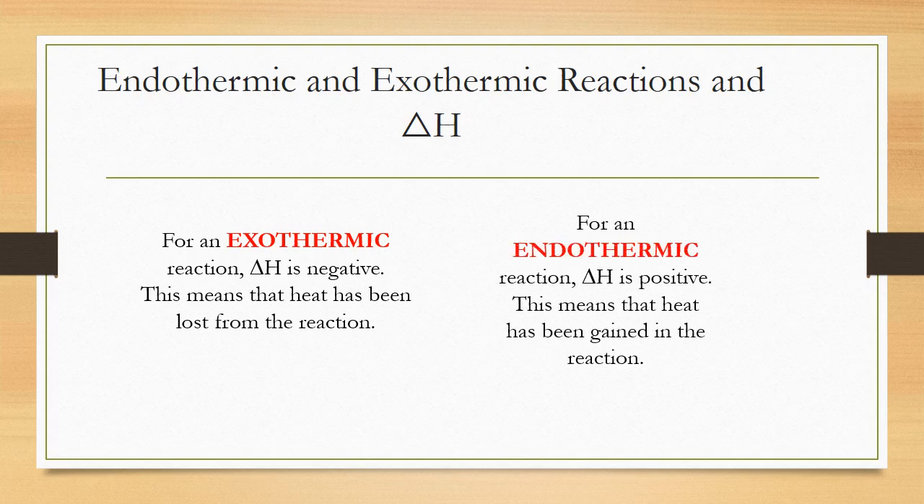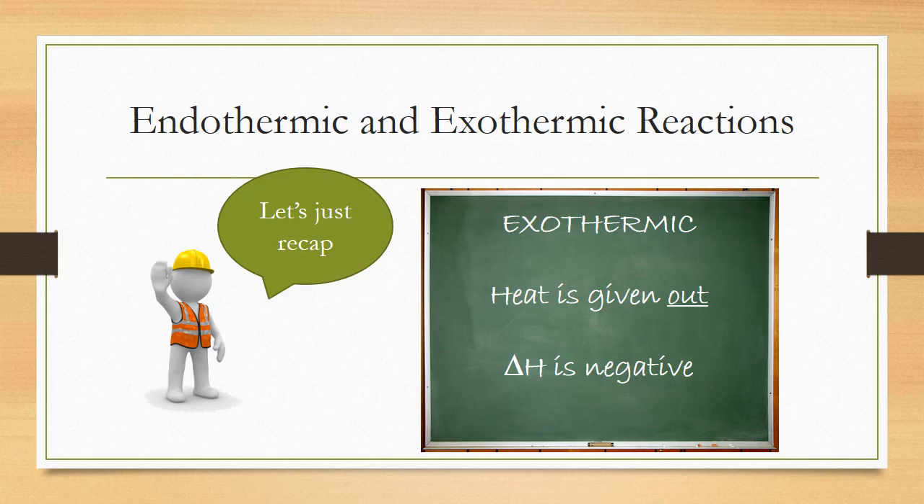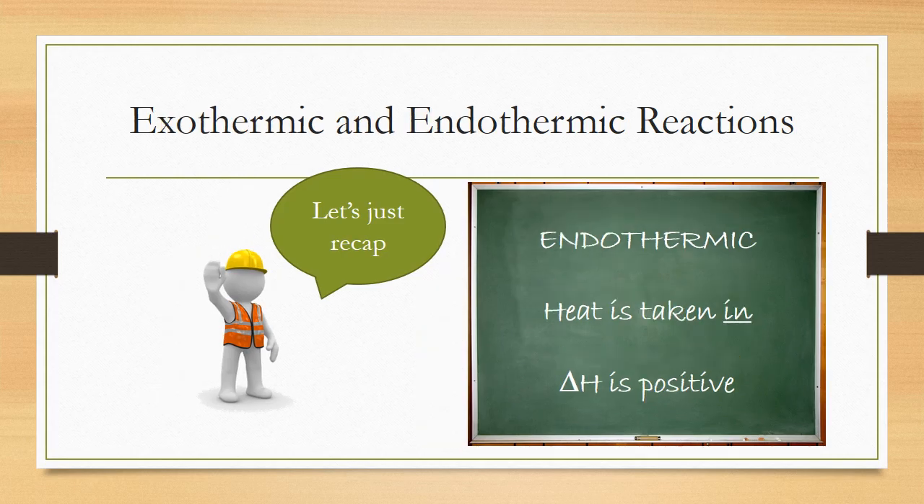Whereas if the products have more energy than the reactants, then delta H is positive. That means heat has been gained in the reaction. So just recapping, for an exothermic reaction, heat is given out and delta H is negative. And for an endothermic reaction, heat is taken in and delta H is positive.